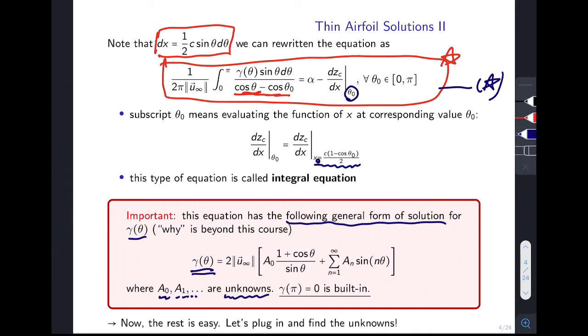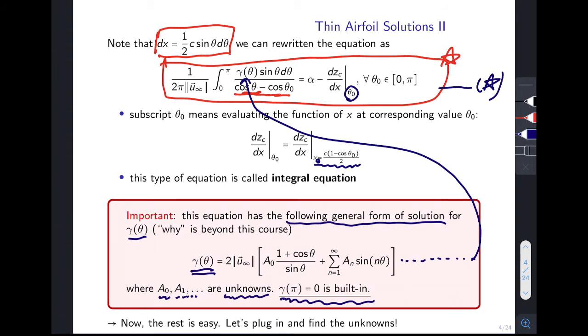And now, in order to find gamma theta, the only thing we need to find is a naught to a n. If we can find a0 to a n, we basically figure out the gamma theta. So now what we should do is plug this equation for the gamma theta back in here. We get a pretty messy equation, and let's see what we will get. Another thing I want to notice is that gamma pi is actually 0.